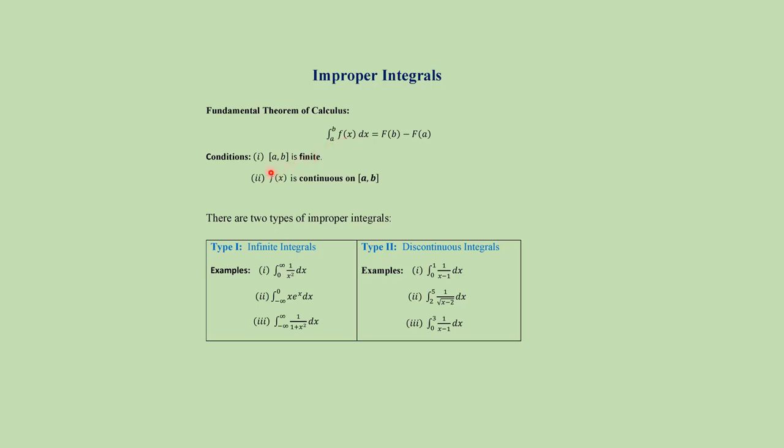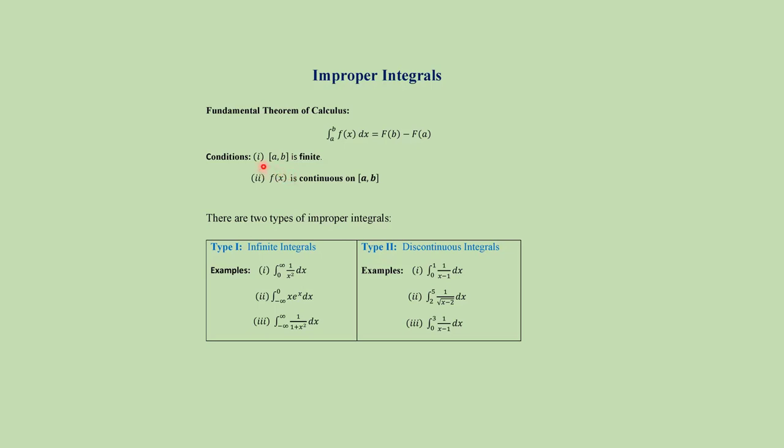Therefore, we had two conditions in the fundamental theorem of calculus. The first condition is the limit ab has to be finite, and the second condition is the function f of x has to be continuous on the domain ab. Now, if an integral fails to satisfy any of these two conditions, then that would be an improper integral.